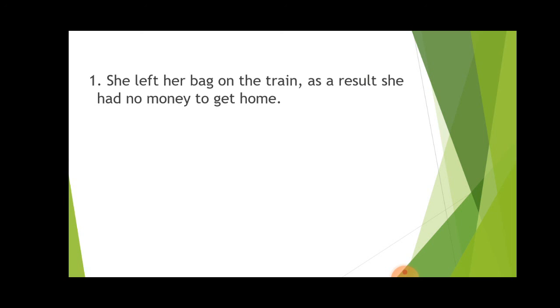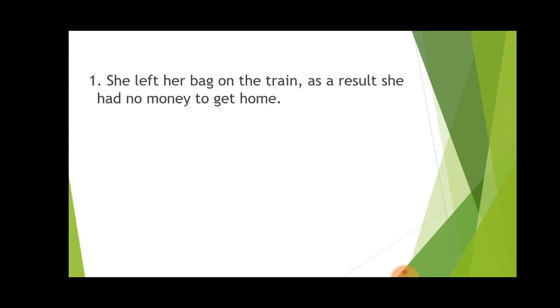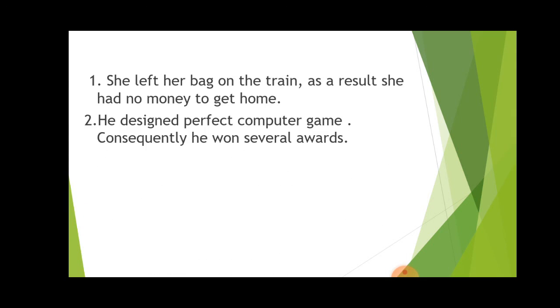When we connect two sentences, we'll put a comma and the connector there. So, the second sentence is, he designed the perfect computer game. He won several awards. So the answer is, he designed a perfect computer game. Okay, that's the sentence. Then we'll add it; we won't join the sentences. The full stop will be there. Consequently, he won several awards.